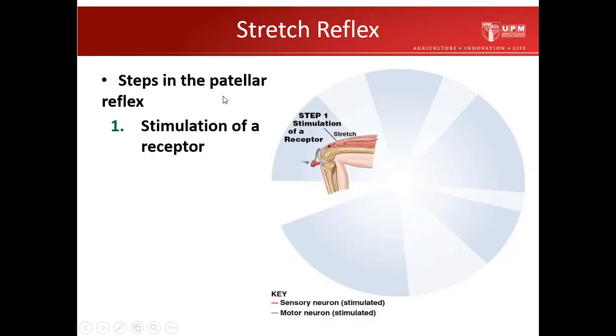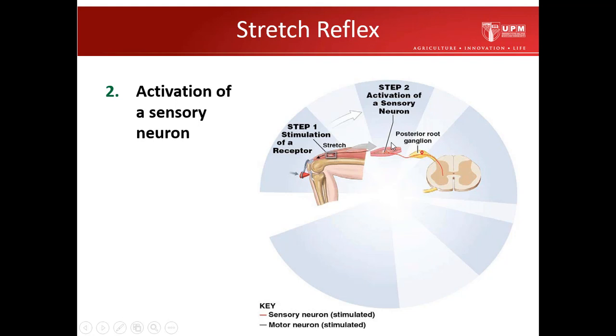So let's see the steps in the patellar reflex. The patellar reflex is one of the well-known examples of the monosynaptic reflex. In the first step, it requires stimulation of a receptor. When a doctor taps your patellar ligament using a reflex hammer, the stretch receptors in the quadriceps femoris are stretched. The distortion of the receptor then stimulates the sensory neurons that extend into the spinal cord, which is the integration center.